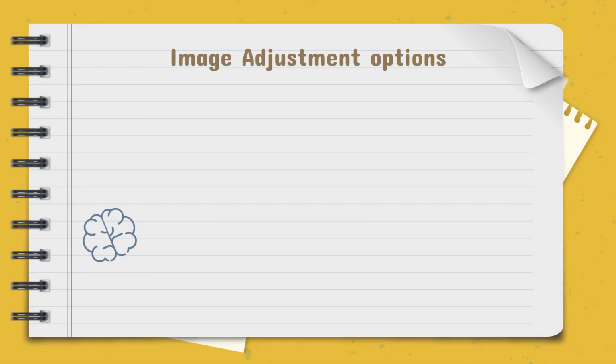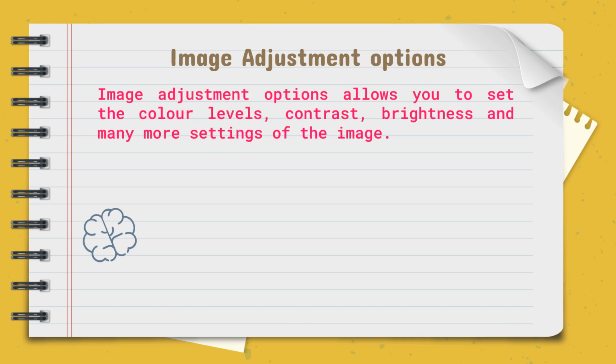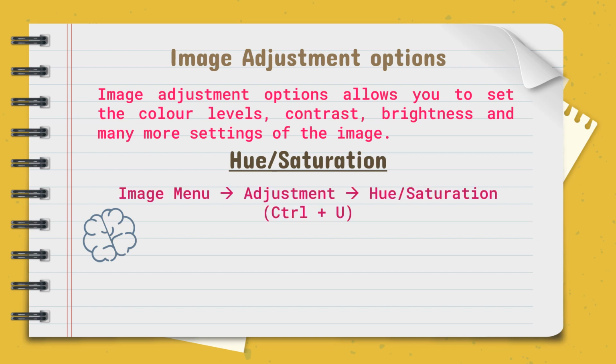Image adjustment options. To make some adjustments in your images by changing their color tones, level, contrast, brightness, and many more settings of the image. These settings can be applied by using the image menu. First option is hue and saturation. If you want to change the hue or intensity of the color of the picture, you can use the hue and saturation dialog box. Image menu, adjustment option, submenu will appear. Choose hue and saturation option. Shortcut key is Ctrl plus U.